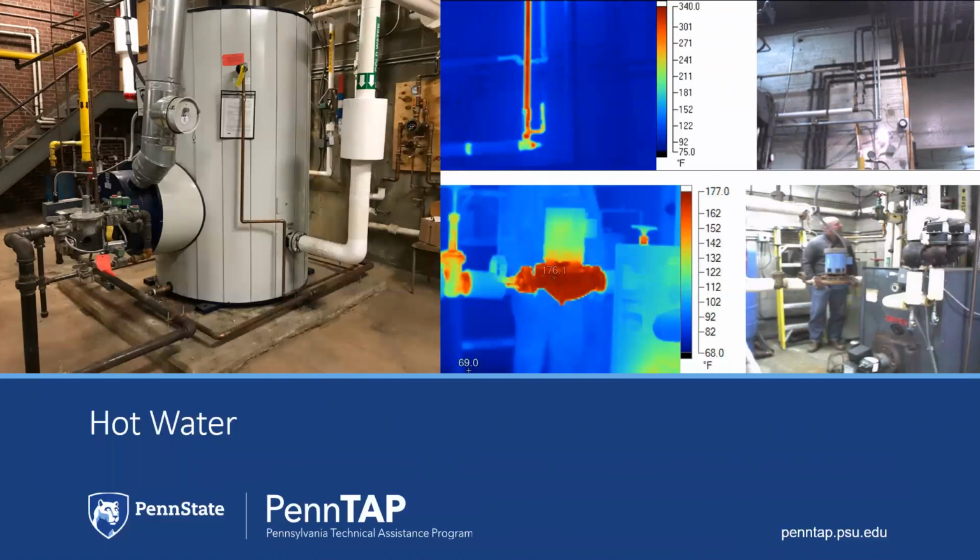You use hot water maybe for your space heating, maybe for domestic water in your kitchens. You want to make sure that you have insulation on your lines and your tanks. You want to look for external leaks, but also internal leaks, such as steam trap leaks. Consider your zones and consider setback controls. Also, if you have the opportunity, purchase Energy Star rated equipment.